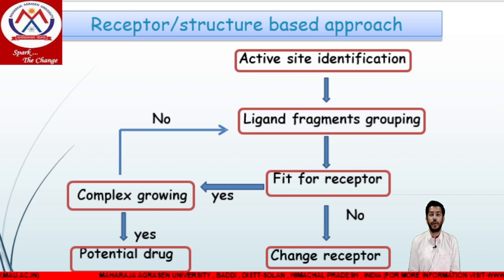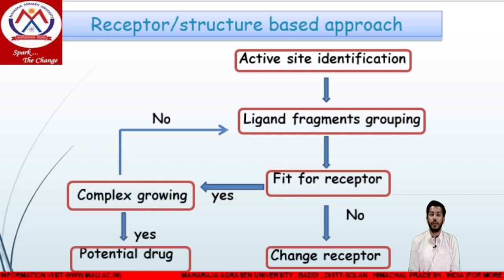Under ligand fragment grouping, the ligands are fragmented and then grouped for the different kinds of receptors they will bind with, and then we'll check whether the ligand attaches to the receptor. In simple language, we will find out whether our ligands or drugs will attach to their active sites in the receptor or not. Will they fit the receptor or not?